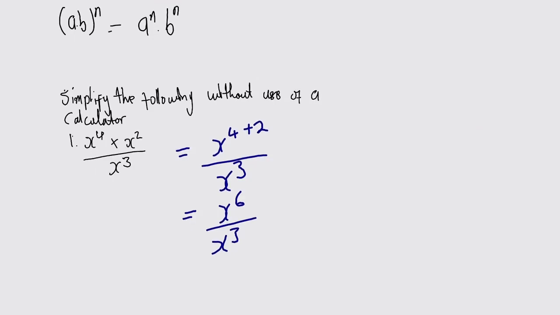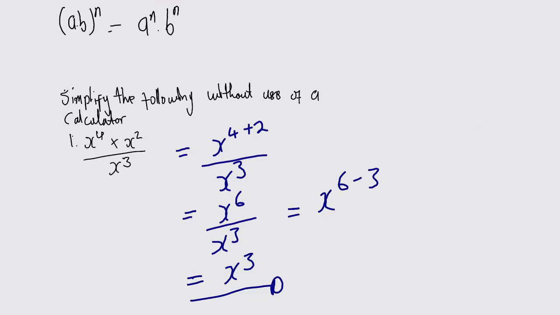So now we have to use another law of exponents. You can write it wherever you want to write it, it's not a problem. When the bases are the same and we divide, we subtract the exponents. That is going to be my next law that I'm going to use. And after this is what I'm going to get: 6 minus 3, I'm going to get x to the power 3, which is the answer of everything.